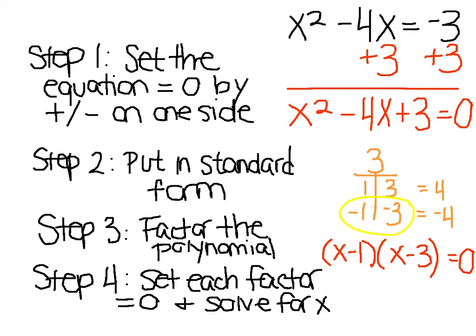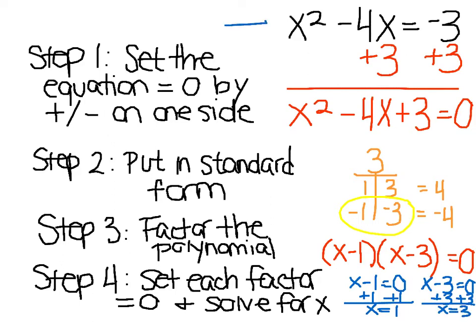So what this means is we're next going to set each factor equal to 0. So x minus 1 equals 0, x minus 3 equals 0, and then I'm going to solve each equation for x. I'm going to add 1. Sorry, I've run out of space here. So x equals 1, or I'm going to add 3, and x equals 3. Therefore, my solutions to this equation are x equals 1 and x equals 3.